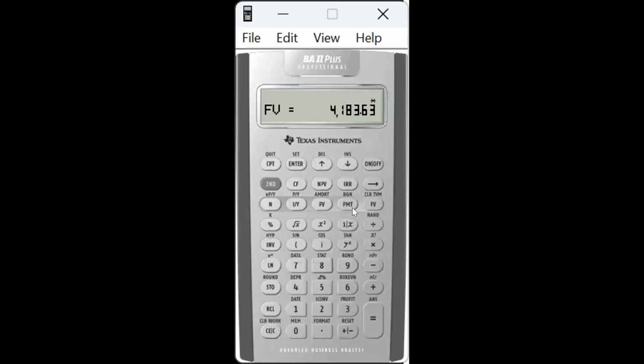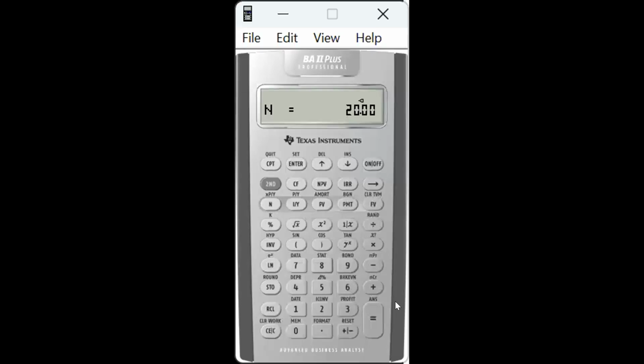All right, so let's go and do this on the calculator. Again, we're going to hit second and clear and just clear everything out of there from the previous problem. Our N in this case is going to be 20, so you put 20 in for N. Then IY is what we're trying to figure out, because the problem is asking what rate of return you must earn in order to do this.